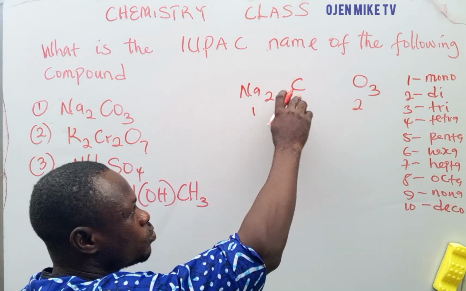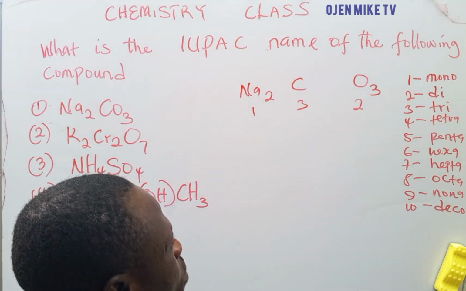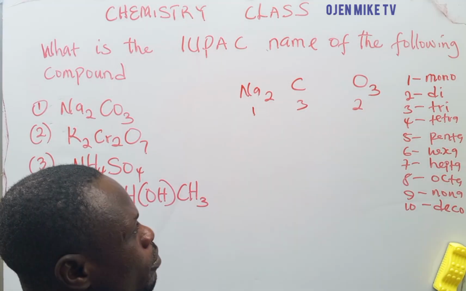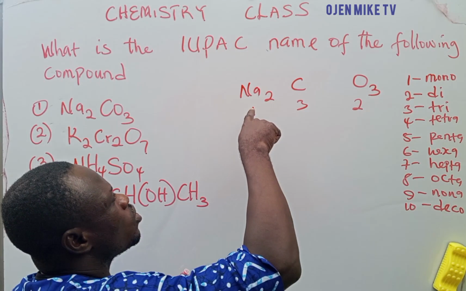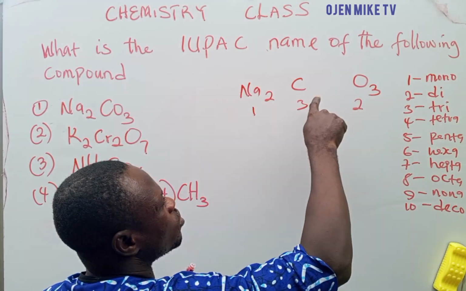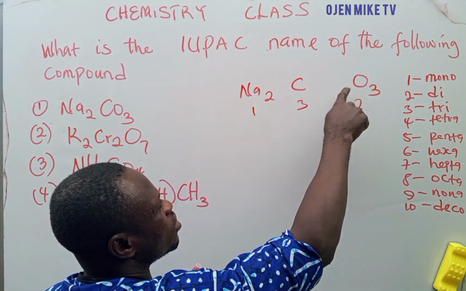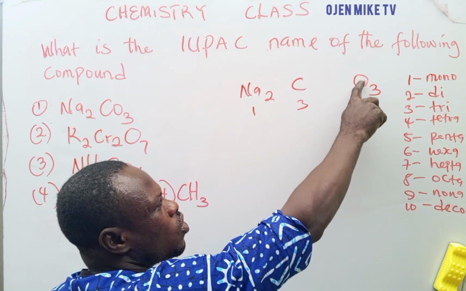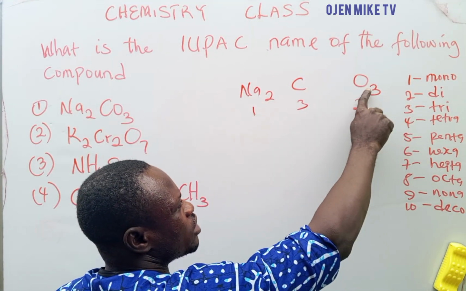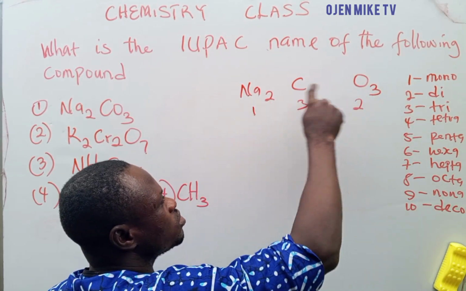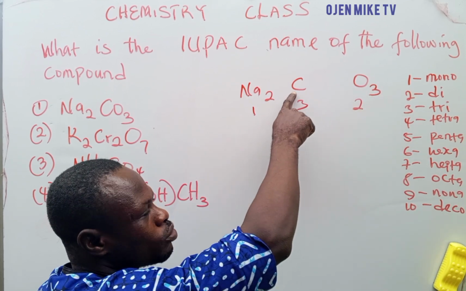This one is carbon. When carbon is joined with other elements, you don't call it carbon. We call it carbonate. So this compound is called sodium trioxo carbonate. Sodium trioxo. Tri because oxygen is 3. We have 3 atoms of oxygen. So sodium trioxo carbon. You summarize with this one.